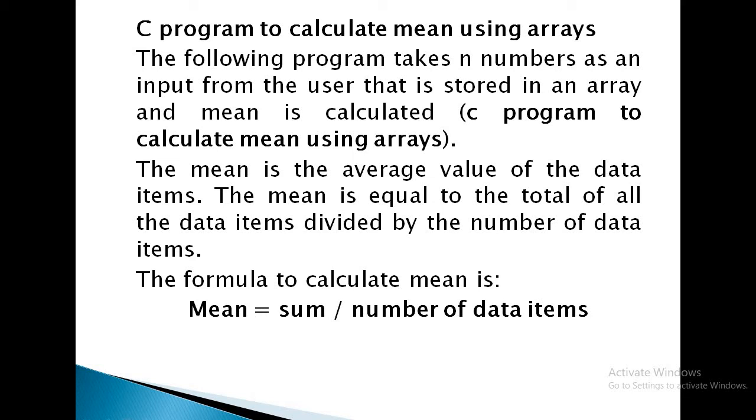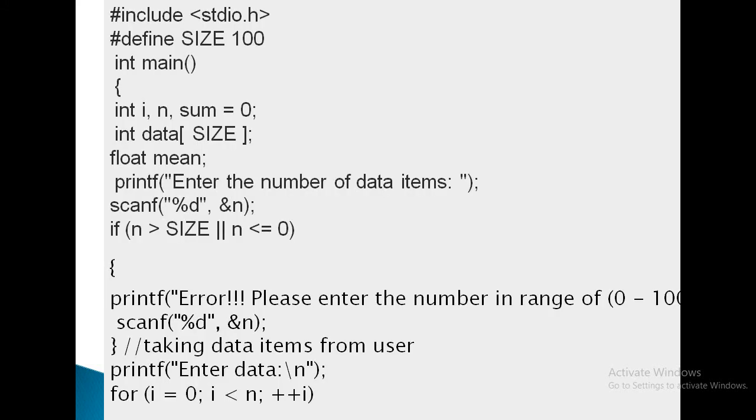And so we can calculate the mean by using a one-dimensional array. The program takes n numbers as input from the user, which are stored in an array, and the mean is calculated. This is a C program to calculate the mean using an array. The mean is the average value of data items. The mean is equal to the total of all data items divided by the number of data items. The formula is given: mean equal to sum divided by the number of data items. For that, the code is given.